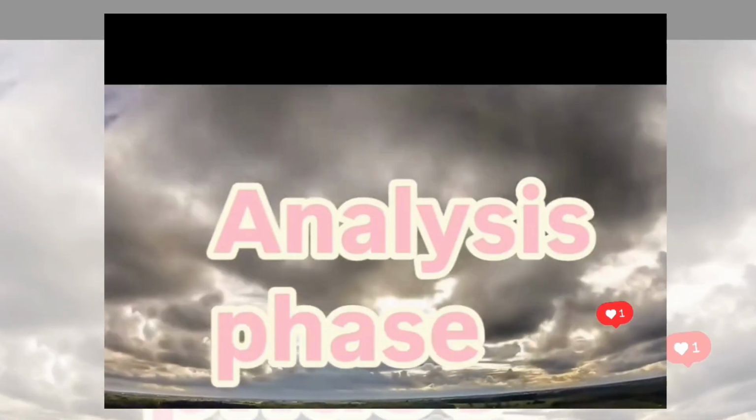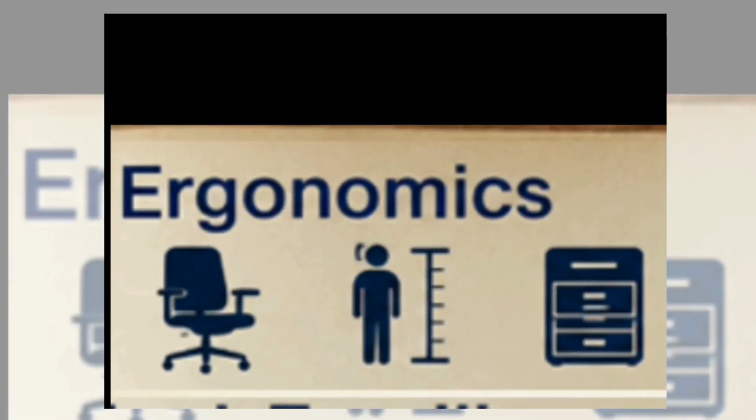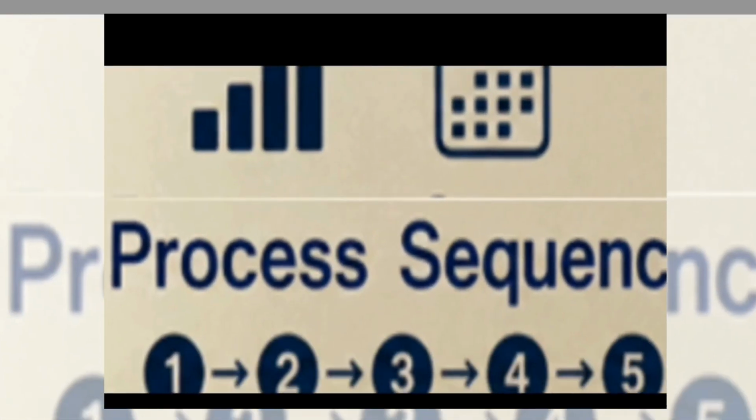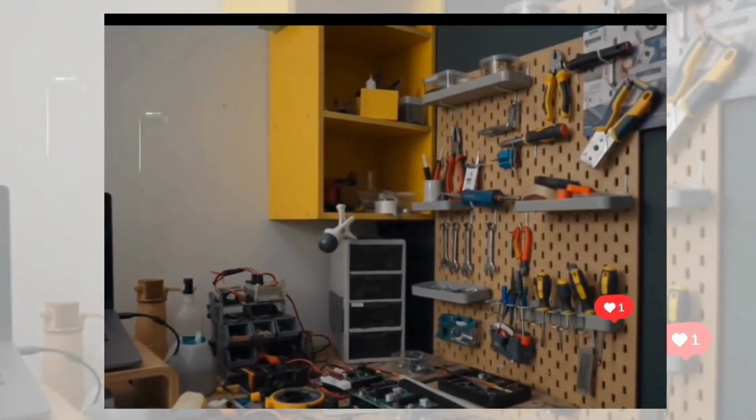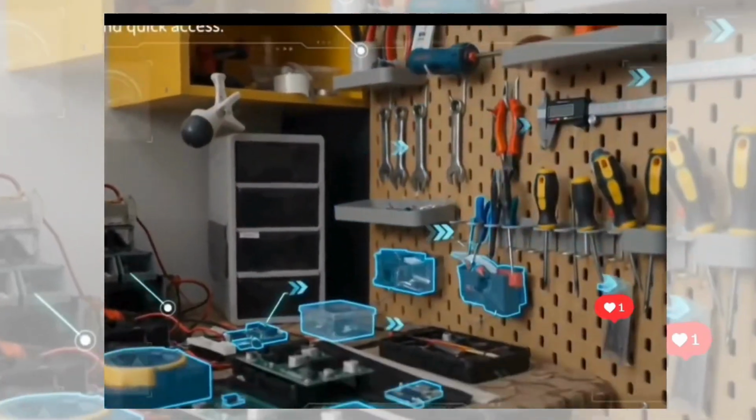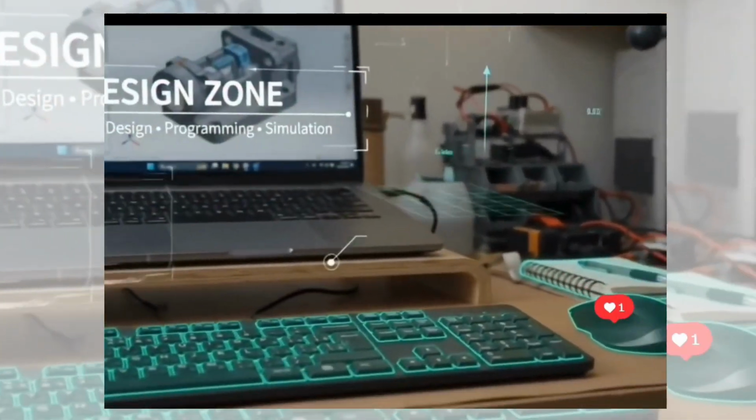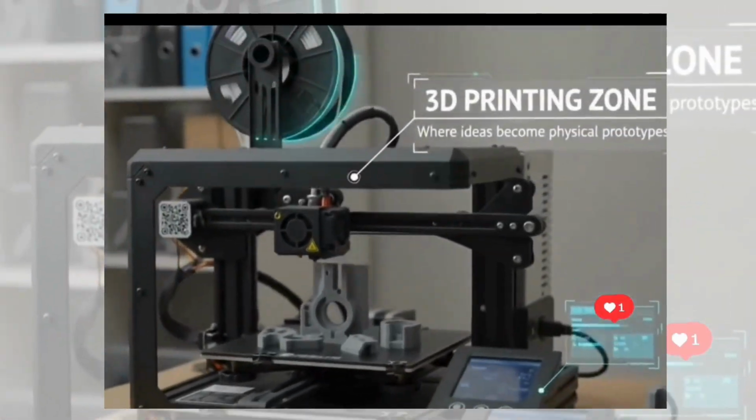The first step to efficiency is truly to analyze the space where I work. My analysis considers ergonomics, tool families, power requirements, usage frequency, and the optimal process sequence. My workspace is made of 4 zones: the tooling zone, the assembly zone, the design zone, and finally the 3D printer zone.